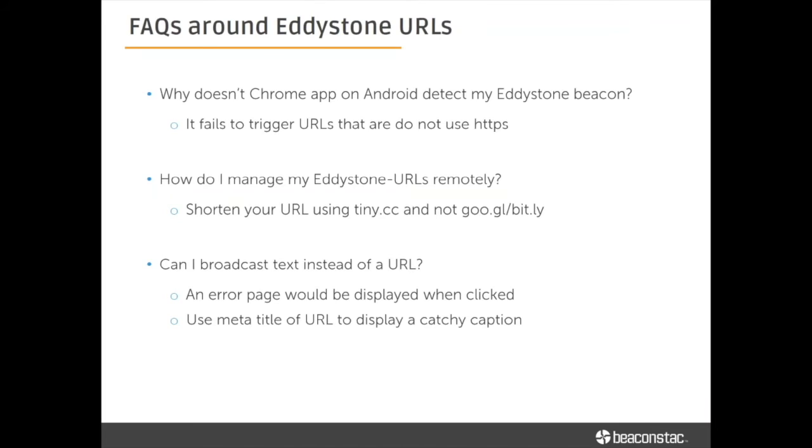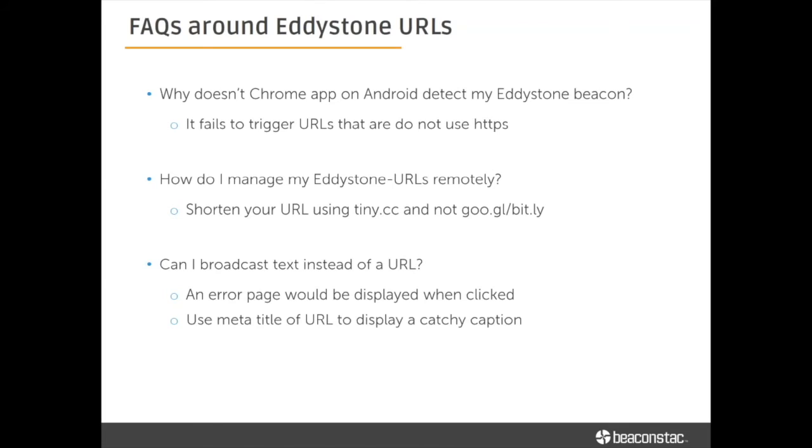So the first and most common one is, why doesn't the Chrome app on Android detect my Eddystone beacon? This is primarily because the Chrome app on Android fails to trigger URLs that are not secure or that don't use HTTPS. This is not the case with the Chrome browser on iOS, so there's a significant difference in the experience on the two mobile platforms. So that's probably the reason, and you might want to change it to HTTPS and see. I'm pretty sure that your Eddystone beacon will then be detected.